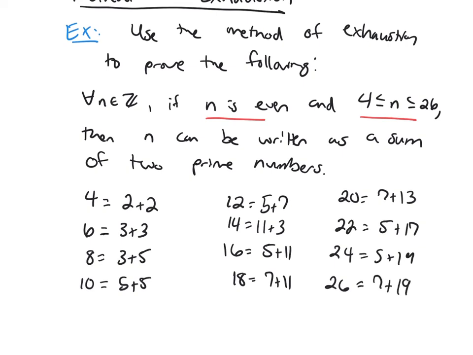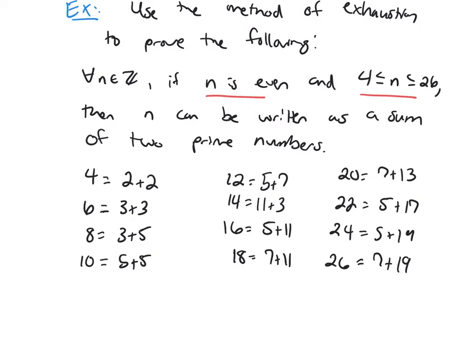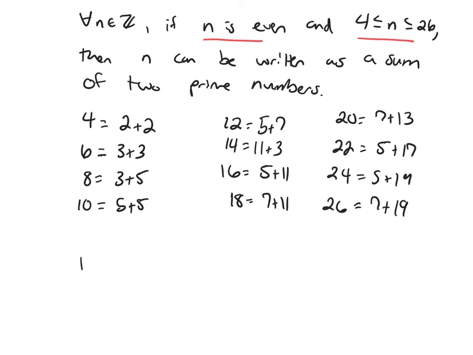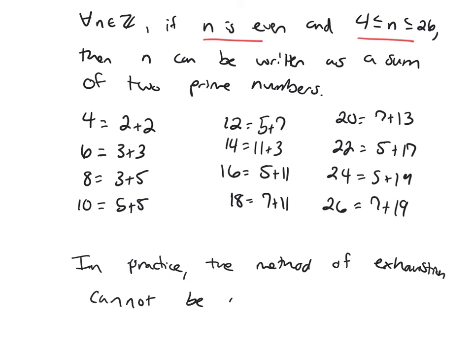So we've shown that this is true by exhaustion. We ran through all the possible values of n and showed that the statement is true. But I will say in general, or in practice, I guess, the method of exhaustion cannot be used. A lot of times we write statements about an infinite set, like the integers, and you can't use the method of exhaustion on an infinite set.